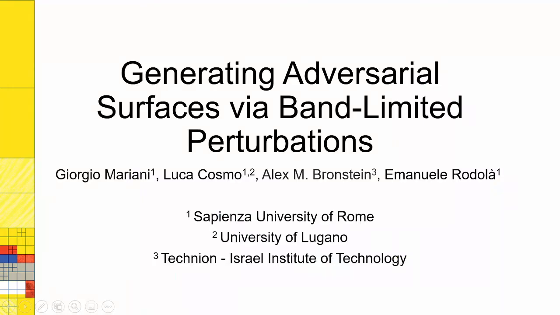This work consists in the generation of adversarial examples using perturbations that are limited in the truncated spectrum of the Laplace-Beltrami operator. For this work I have been assisted by Luca Cosmo from Sapienza University and the University of Lugano, Alex Bronstein from the Israeli Institute of Technology, and Emanuele Rodolà, again from Sapienza University.